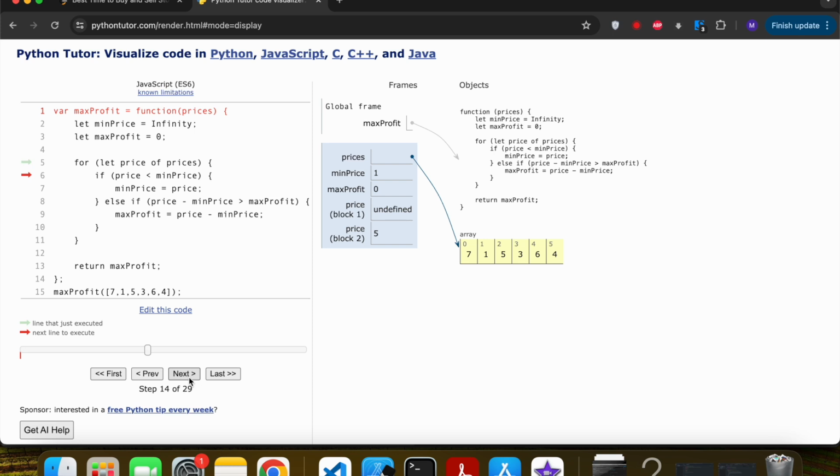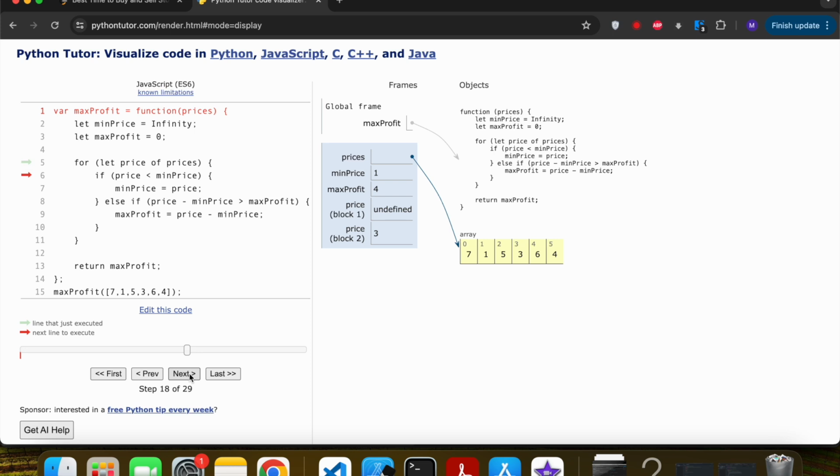Now, is 5 less than 1? No. So we go into the else if. The else if says: if price minus minimum price, 5 minus 1, which is 4, which is a profit calculated, is it greater than maximum profit? Is 4 greater than 0? Yes, anything is greater than 0 except negative numbers, of course. So we update maximum profit with this value, the 4.